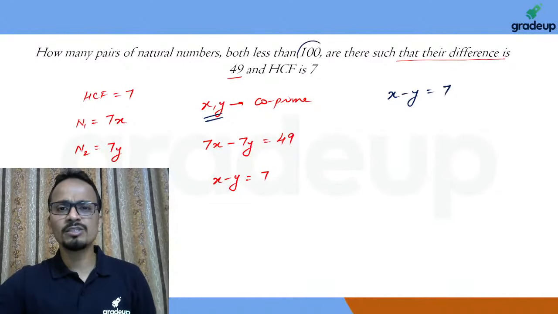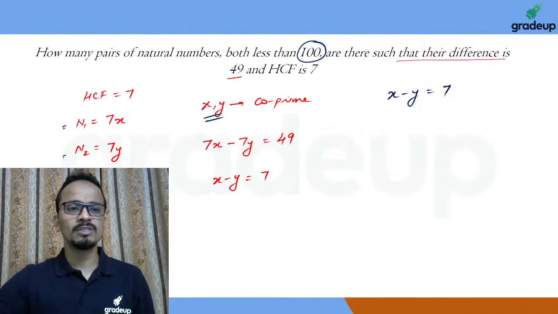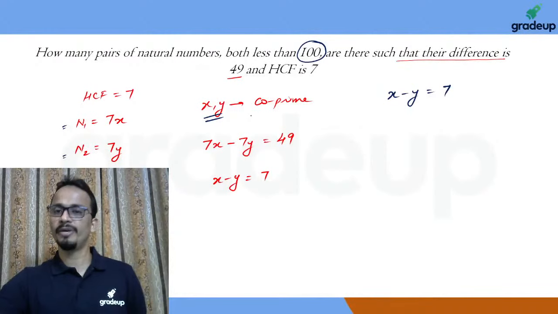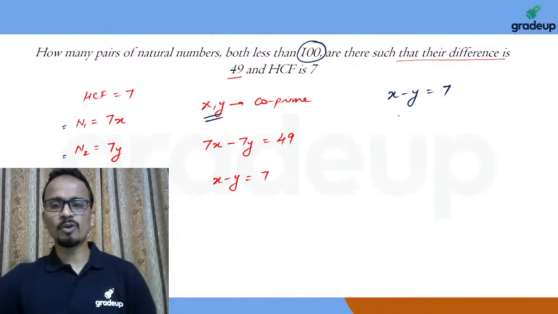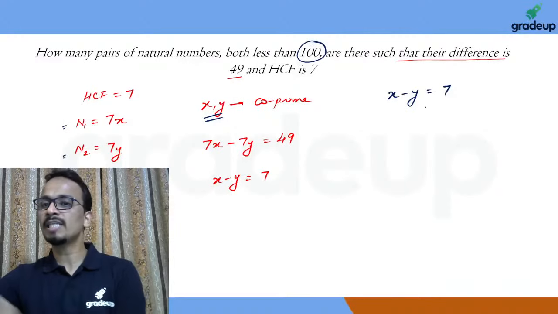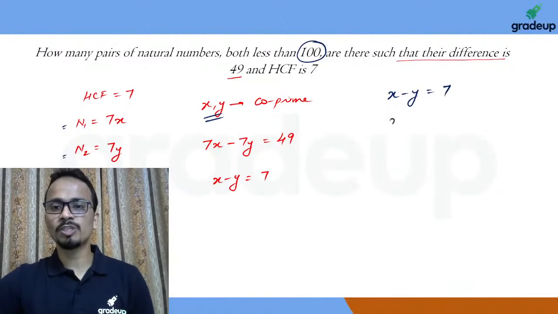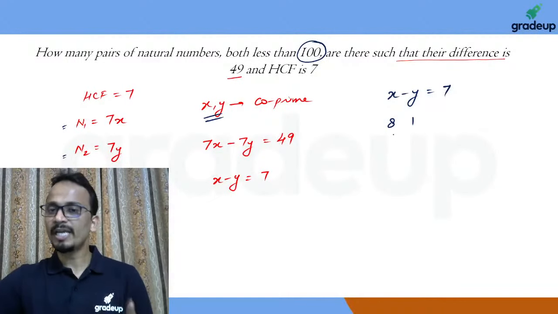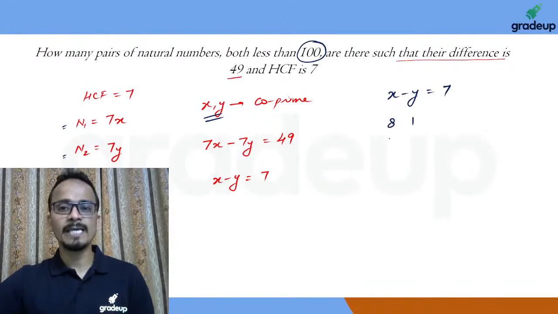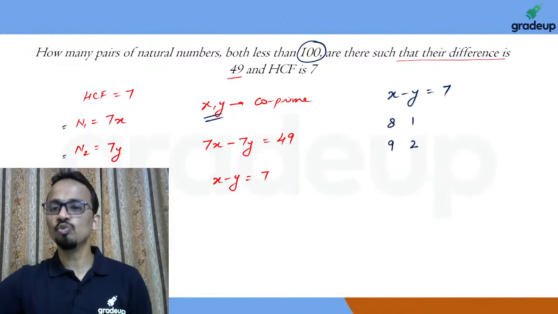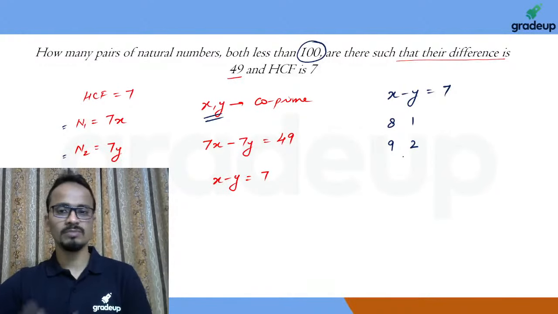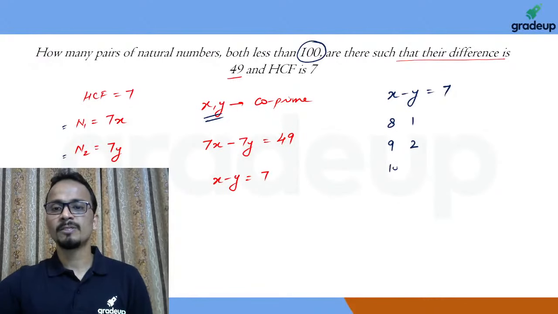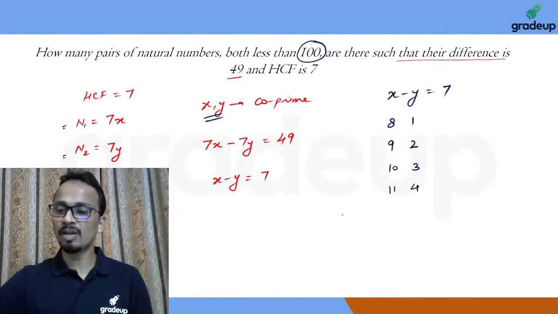Now there is a limit for these two numbers n1 and n2, that their values should not go beyond 100. All right. So let's start writing the values of x and y such that their difference is 7. Now the smallest possible values will be 8 and 1. 8 and 1 का difference 7 होता है. Now 8 and 1, are they co-prime with respect to each other? Yes, they are. 9 and 2. So just keep on moving one step at a time. So 9 and 2, they are co-prime with respect to each other. 10 and 3, they are co-prime. 11 and 4, they are co-prime.